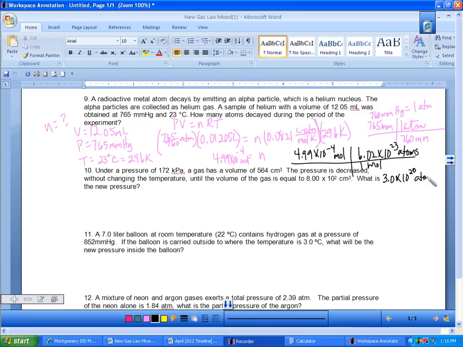Now, how do I know 2 significant digits? I go back. There's 4 here, 2 here, 3 here. I'm going to go with the 3 right there. So there's my correct answer.